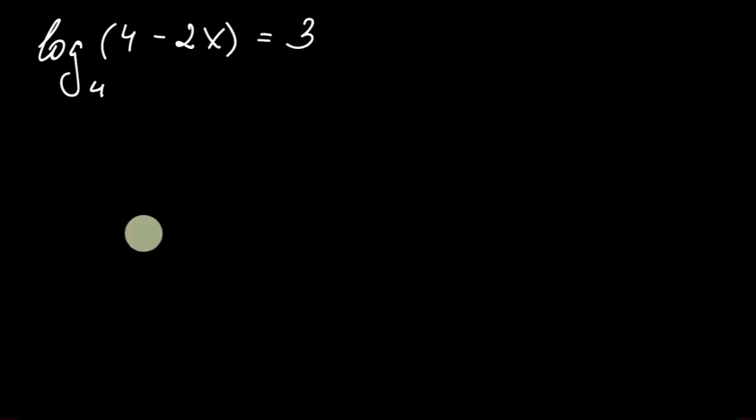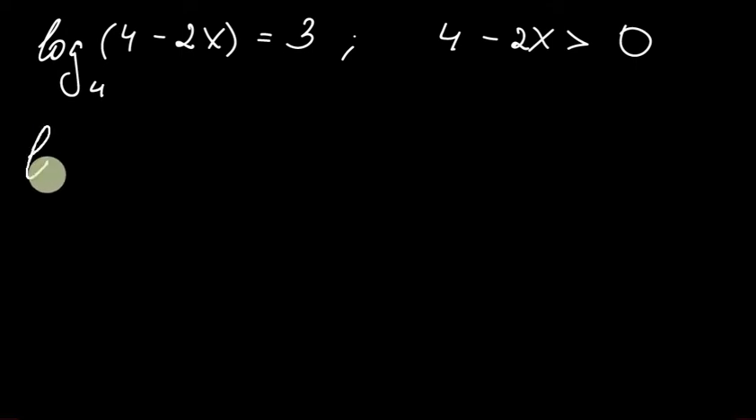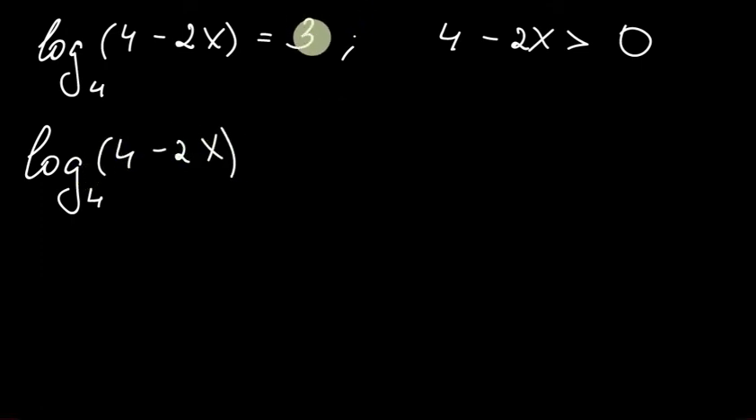Let's say we have log base 4 of 4 minus 2x, and it's equal to 3. Now we need to do the very same thing. So first of all, we say that 4 minus 2x must be more than 0, and let's rewrite all this side. So we say that log base 4 of 4 minus 2x. Now we need to express 3 in terms of log base 4.